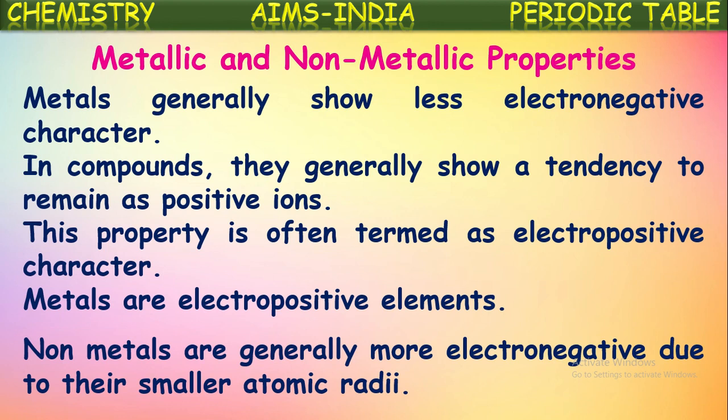Whereas non-metals are generally more electronegative due to their smaller atomic radii. So always non-metals will try to attract or accept the electrons towards them because of their smaller size. This tendency is called electronegativity. So non-metals are electronegative whereas metals are electropositive.